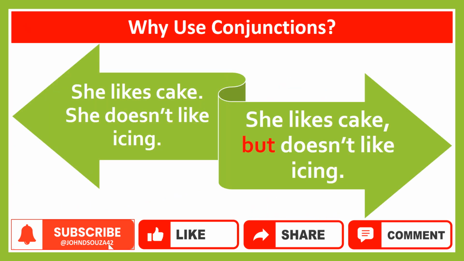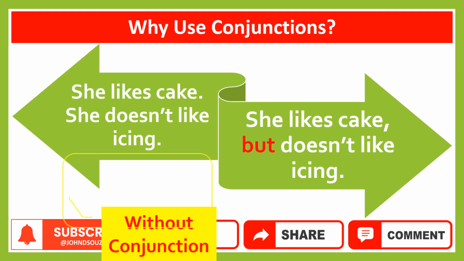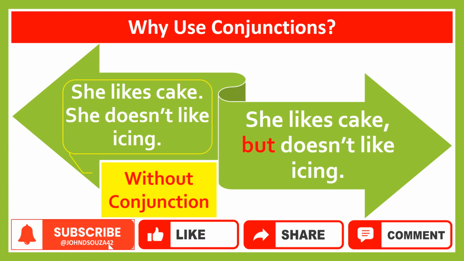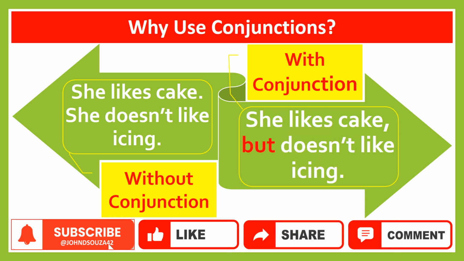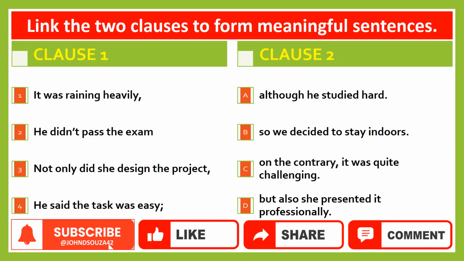Why use conjunctions? Without conjunctions, our writing would sound choppy or disjointed. With conjunctions, we can connect thoughts and create meaning. Let's link the two clauses to form meaningful sentences. One links with B, where "so" connects two independent clauses. A comma is used before a coordinator in compound sentences.